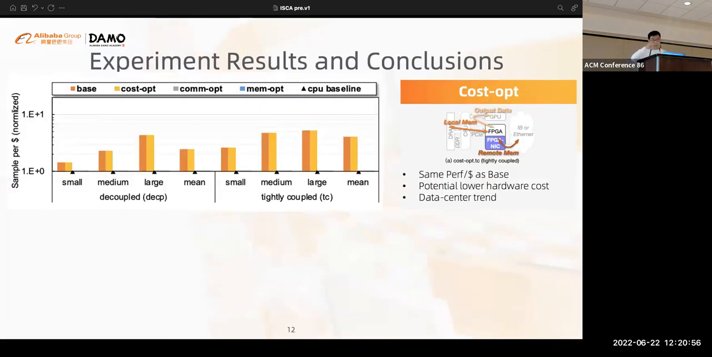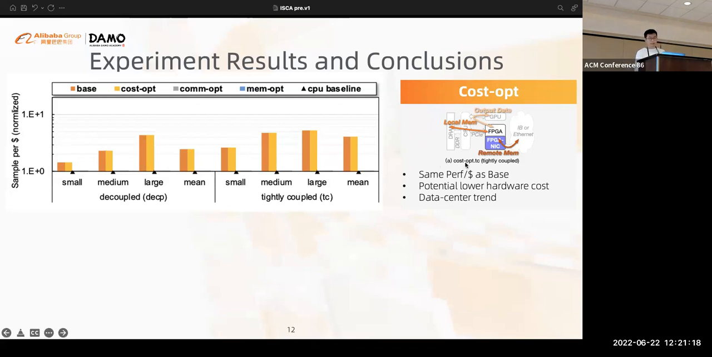So let's see the result first for the off-the-shelf cloud FPGA deployment. The performance of Torrellas can be about 2x compared to the virtual CPU instance. And if we do the highly coupled design, it gives you more performance per dollar.